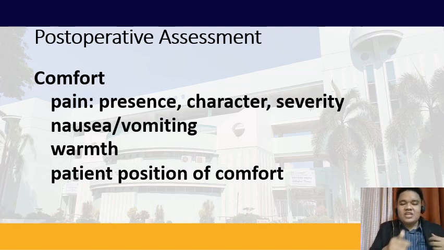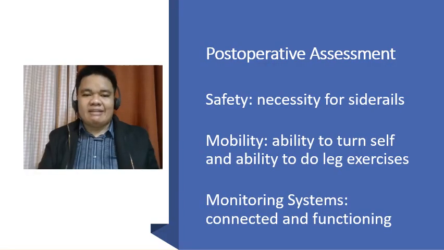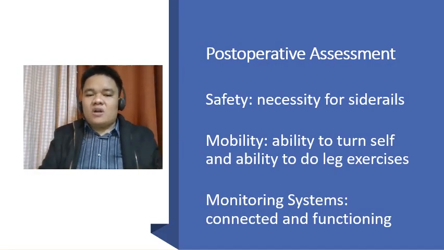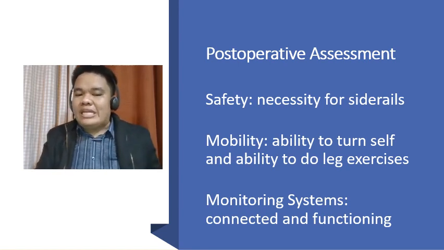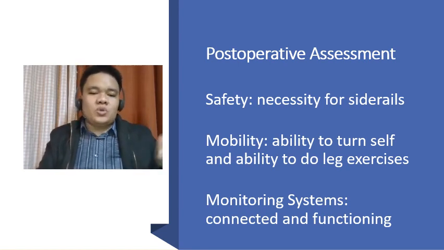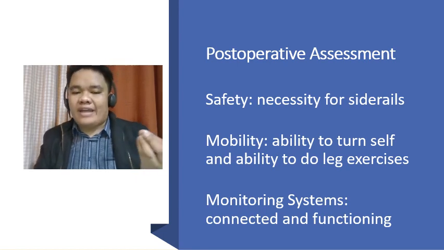Now, nausea and vomiting should be addressed. Warmth should be given to your patients with the use of your blanket. And then the patient's position of comfort should also be addressed. Now, safety is also very important. That's why side rails should always be up. For mobility, you start with their ability to turn self and ability to do leg exercises.